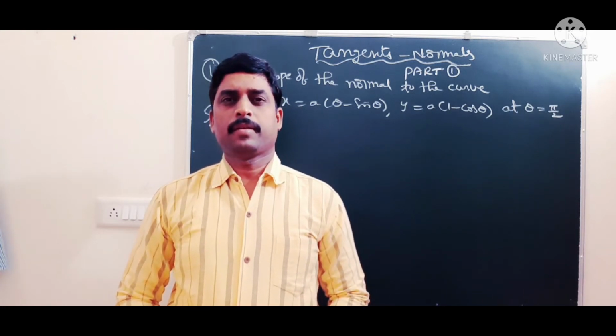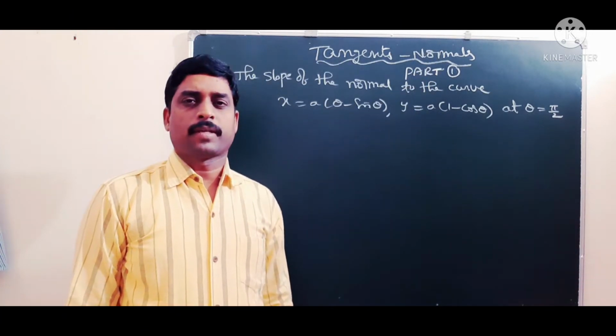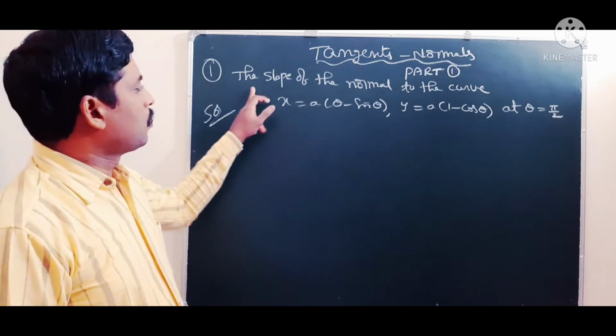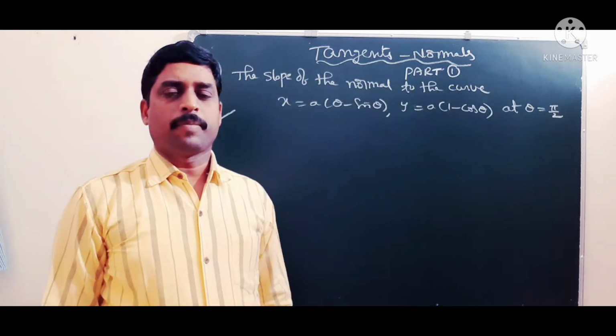Today I would like to explain tangents and normals problems. Now let's look at question number 1. The slope of the normal to the curve, with x and y values given, at theta equal to pi by 2.